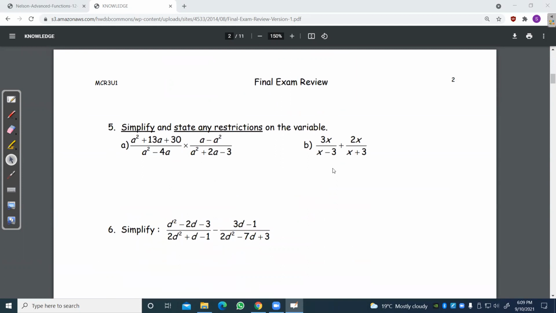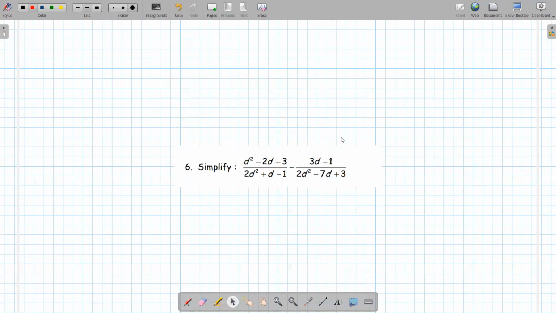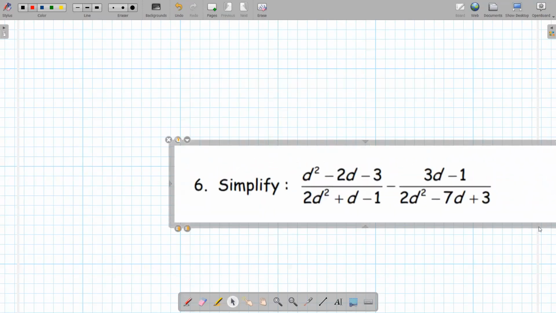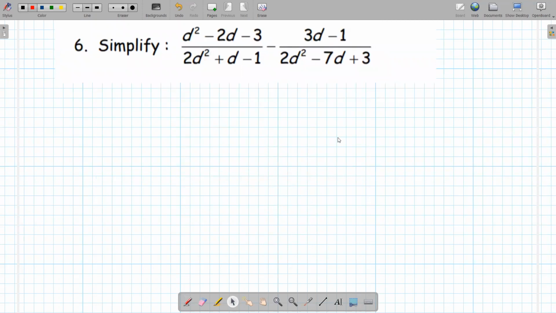Sounds good. All right, let's do one of these guys. It just says simplify. Okay, just give me a second. Just write it down.